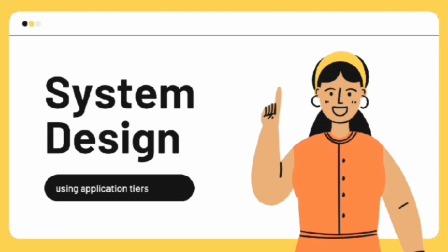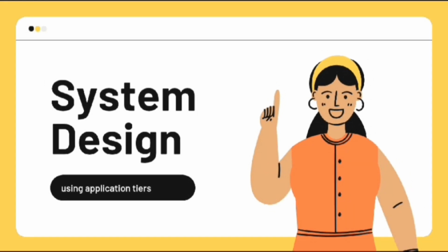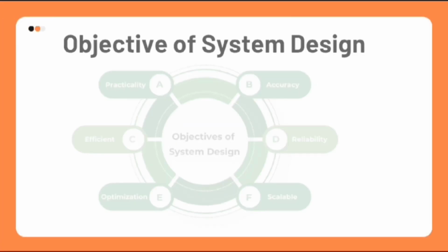System design is the process of defining architecture, components, modules, interfaces and data for a system to satisfy specific requirements. It is basically generating a blueprint of an idea. Objectives of system design.